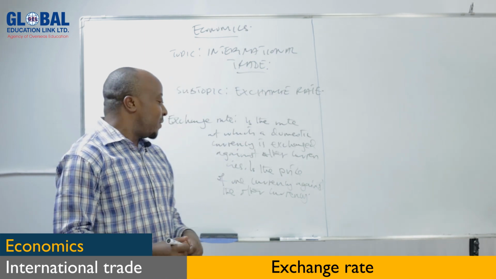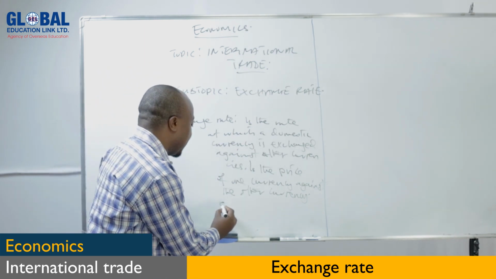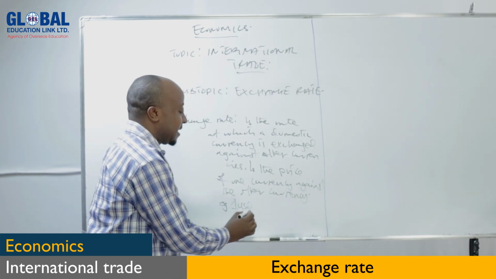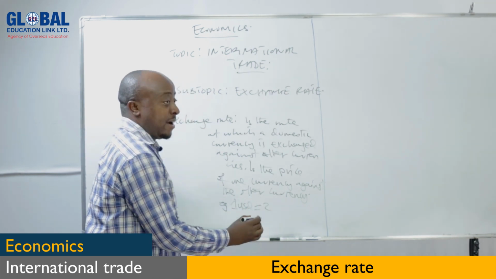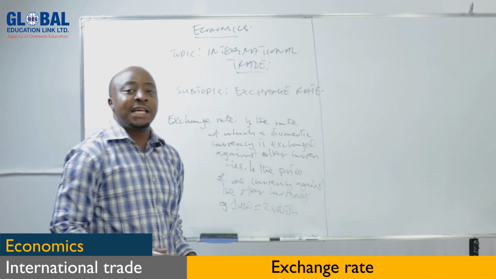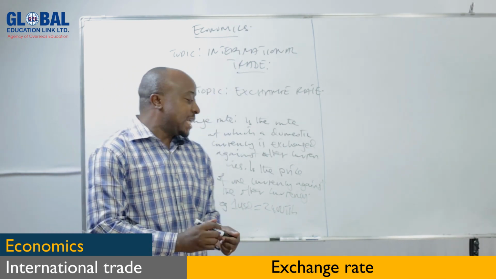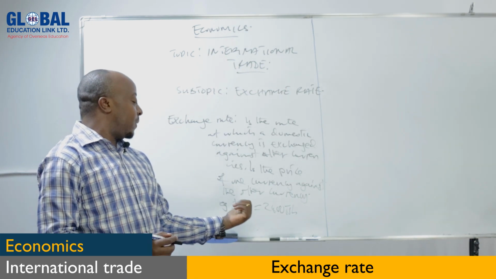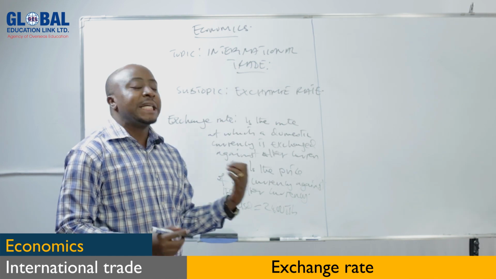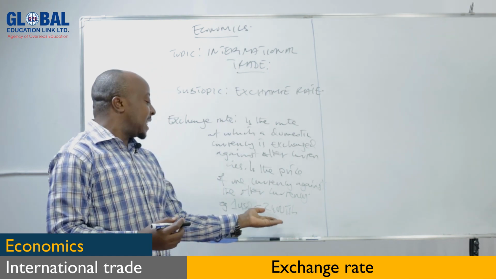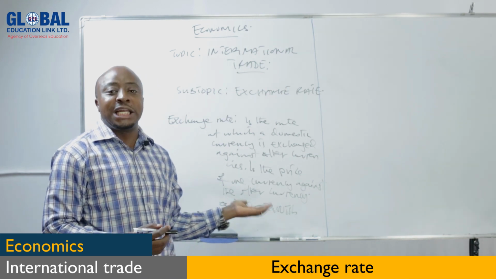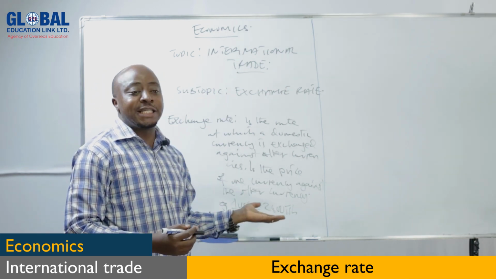For example, when we say one United States dollar is equal to 2,400 T shillings, this is the exchange rate. It means to get $1, you use 2,400 T shillings. So this is the price at which the United States dollar is exchanged against the Tanzanian shilling. So we say this is the exchange rate.